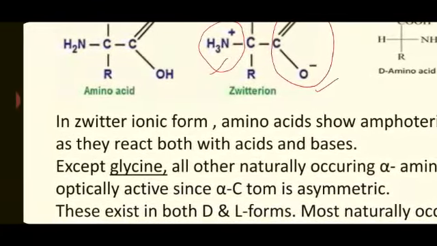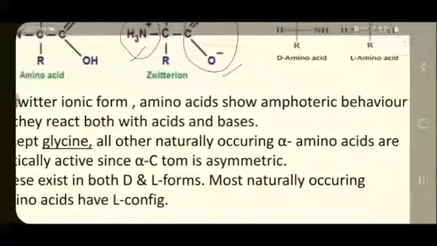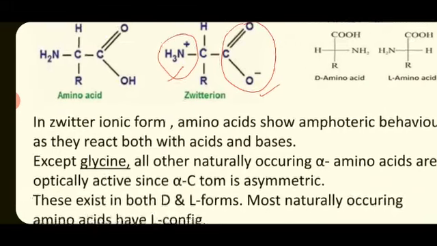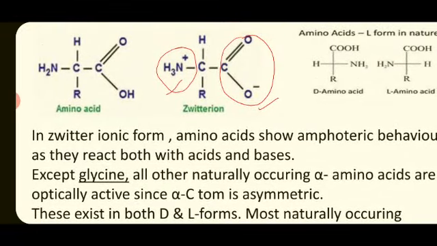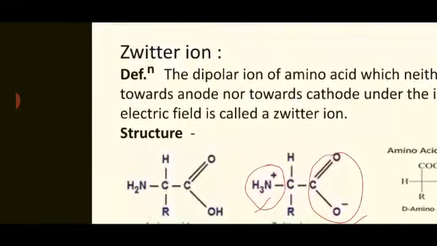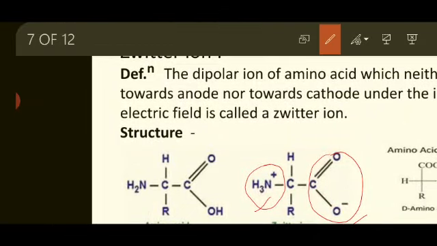In Zwitter ionic form, amino acids show amphoteric behavior, as they react both with acids and bases. Except glycine, all other naturally occurring alpha amino acids are optically active, means they rotate the plane polarized light, since the alpha carbon atom is asymmetric. We have already seen which is the alpha carbon atom. So this is asymmetric, means chiral, that is the carbon atom which is attached to 4 different groups or atoms. See here, this is the alpha carbon atom.